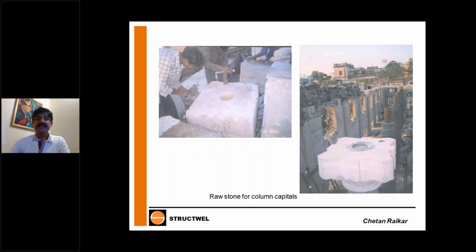This is how you can see a column. If you see the column here, this is an RCC column on which you have a steel column and a stone capital woven into the steel column. Some portion of it comes out. Again, the next steel column is welded to this, and we take it out.